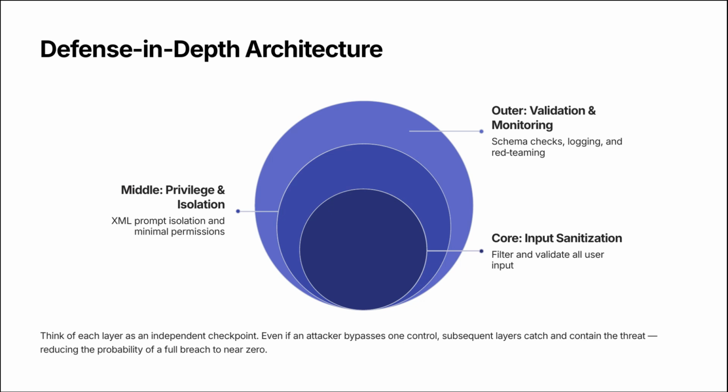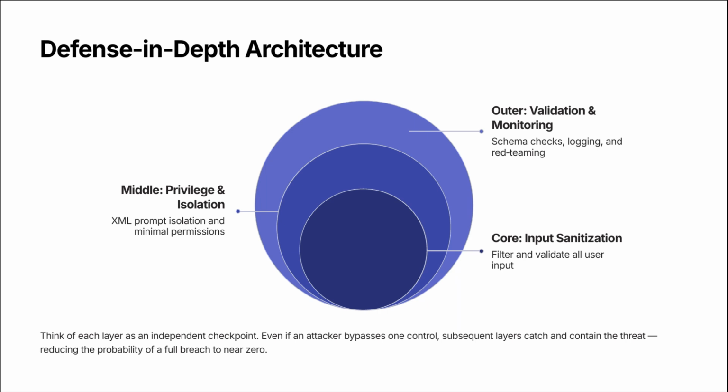At the core is input sanitization. Every user input should be filtered and validated before the model processes it. That gives us the first and most immediate line of defense. The middle layer focuses on privilege and isolation. Prompt isolation, such as using XML structure, helps separate trusted instructions from user content. Minimal permissions make sure the system can only do what is absolutely necessary.